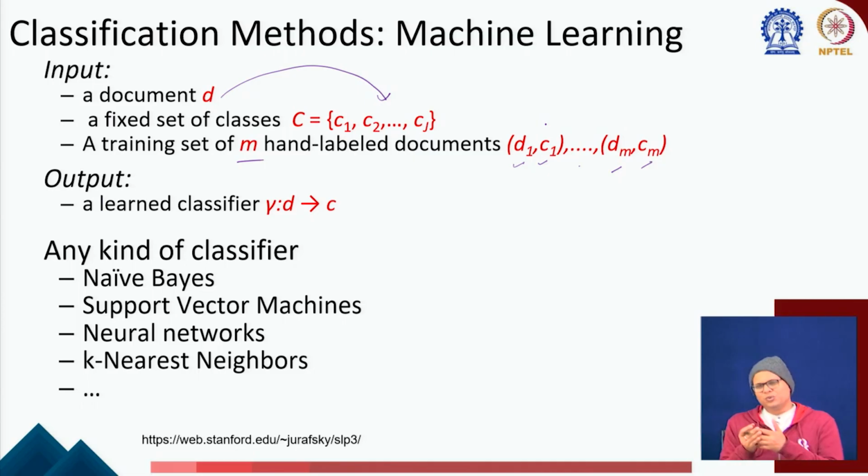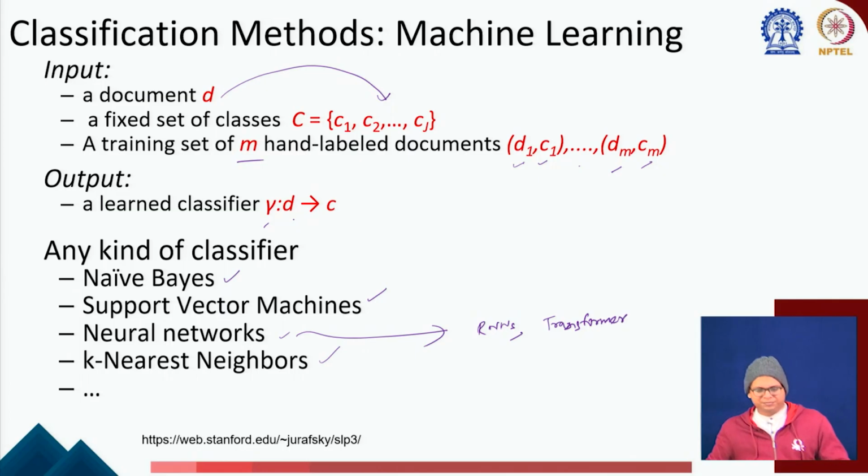And this is what you will use for developing your method. So your method will be a classifier gamma that will take a document and predict a class for it. Now you could use any kind of classifier. It can be very popular classifiers like naive Bayes, support vector machines, neural networks, k nearest neighbors, and so on. So you can use any of these classifiers once you have this particular setting. And in this course, of course, we will focus more on the neural networks part. Especially, we will see how RNNs and transformer based models can be used for classification tasks in NLP.